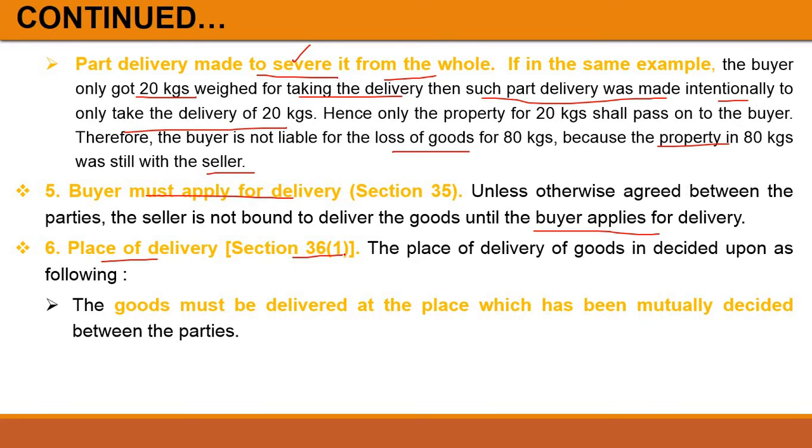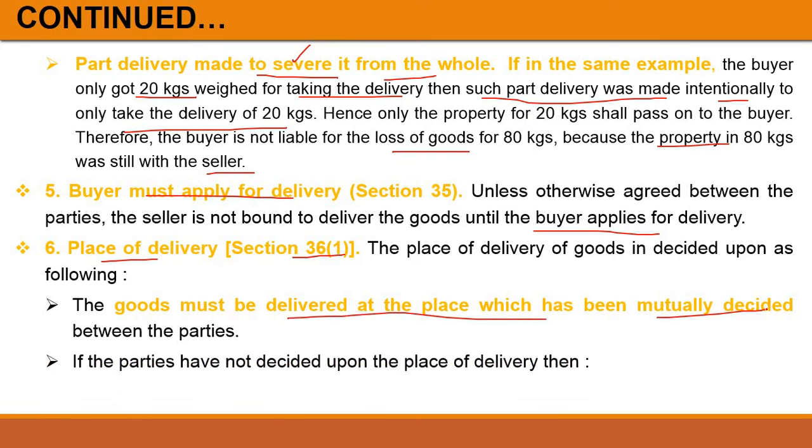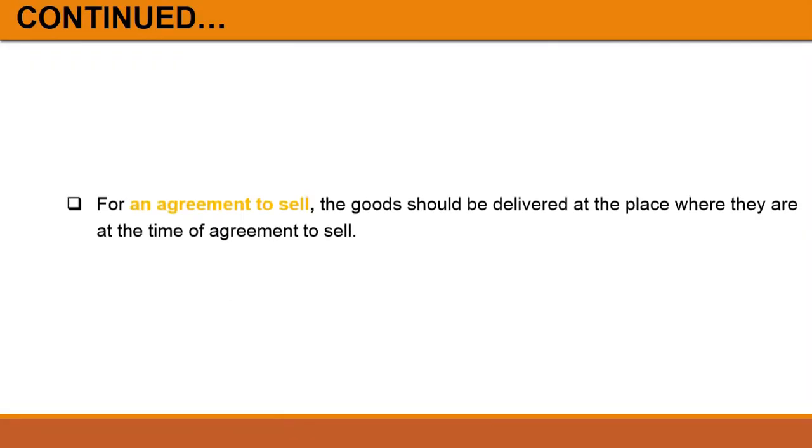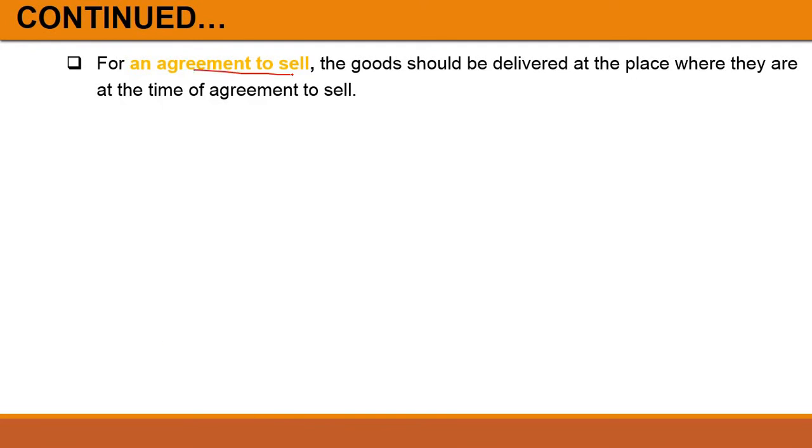On that place only delivery will be given. So when the parties have mutually decided. Second, if the parties have not mutually decided, then for a contract of sale, the goods will be delivered at the place where the contract was made. So where the contract of sale was made, at the same place the delivery of the goods will be made. But in case of agreement to sell, the goods will be delivered at the place where they are at the time of agreement to sell.